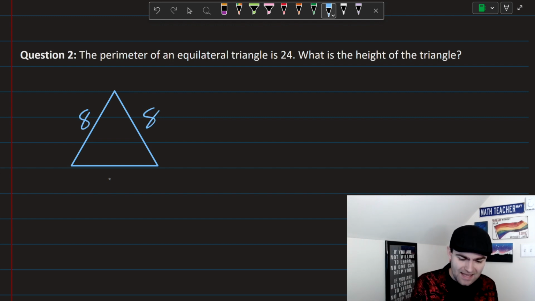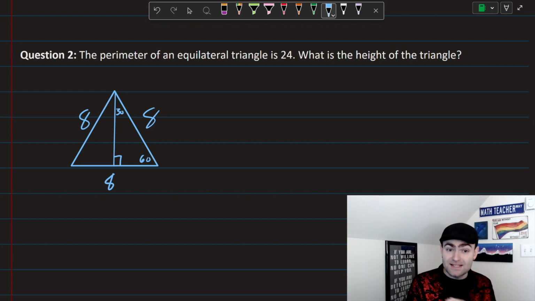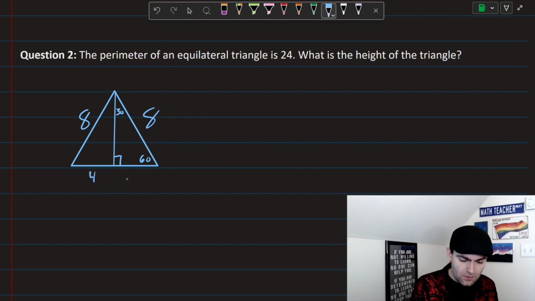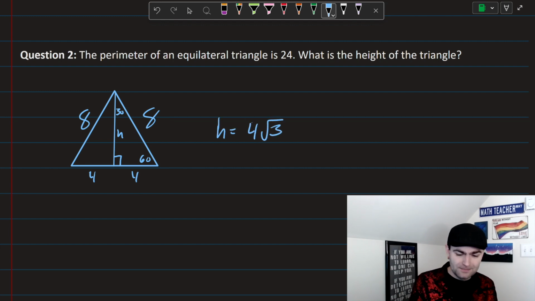Each side is 8. If I want the height of the triangle, the altitude of it, I'm going to draw a straight line down from one of the vertices, makes a right angle. Well, that makes a 60 and a 30-degree angle, so we have a 30, 60, 90 triangle. The longest side is 8, so what this did is it cut this into a 4 and a 4, which means that the side across from 60 is root 3 times larger than the side across from 30, which means that the height is equal to 4 square root of 3.